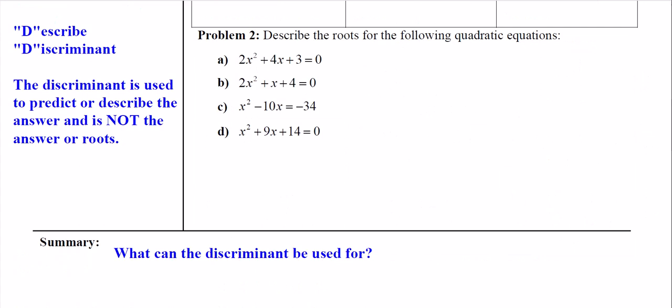So let's describe. It's asking for us to describe. It's not saying to solve. Describing means I'm going to use a discriminant. The discriminant doesn't give you the answers. It doesn't give you the roots. It just describes the roots. So I'm going to use b squared minus 4ac.